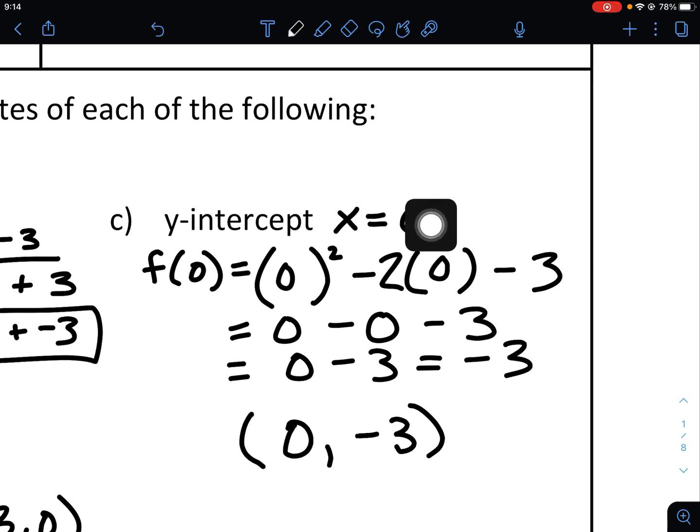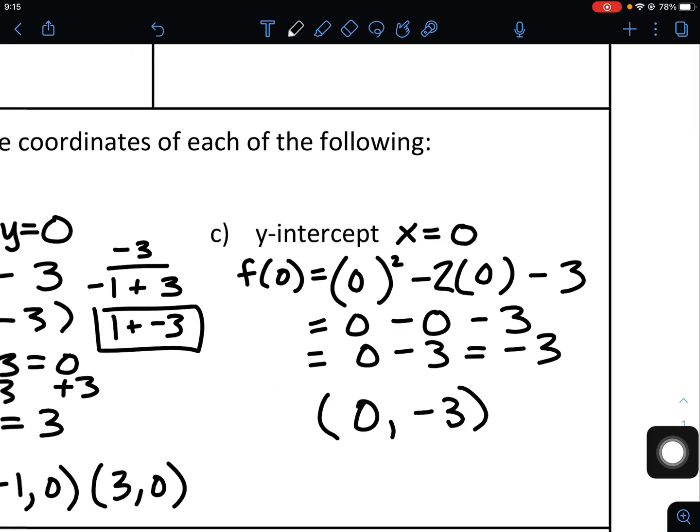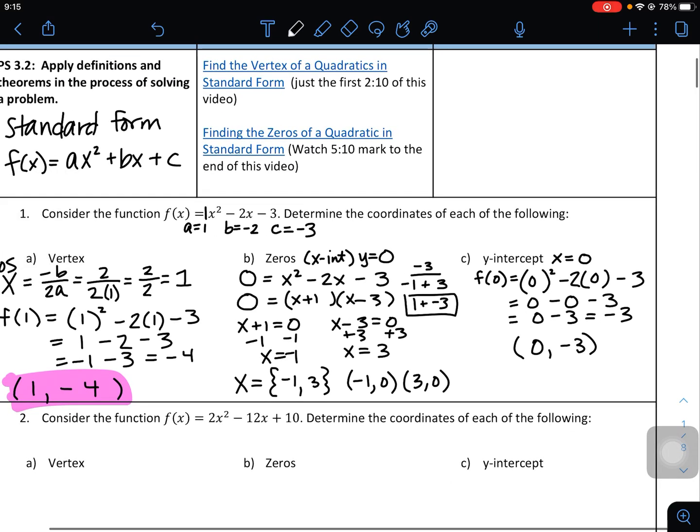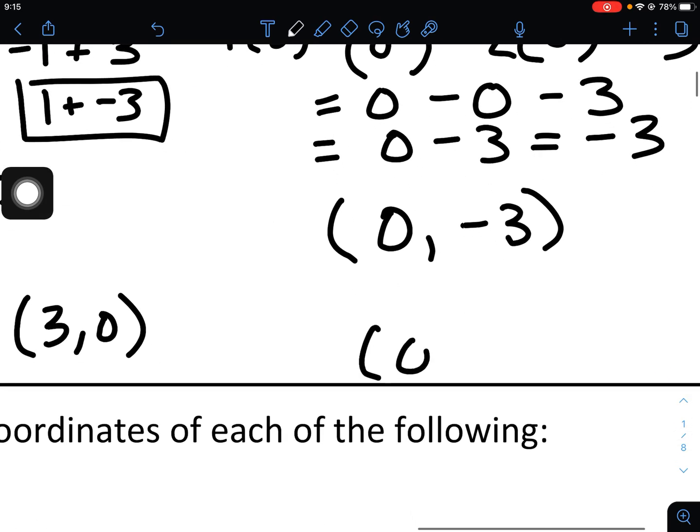Remember, we substituted an x value of 0. The output is my y value, -3. The other thing you can remember is that when you're in standard form only, the y value of the y-intercept is your c value. But please remember to always write it as an ordered pair, 0, comma, c.